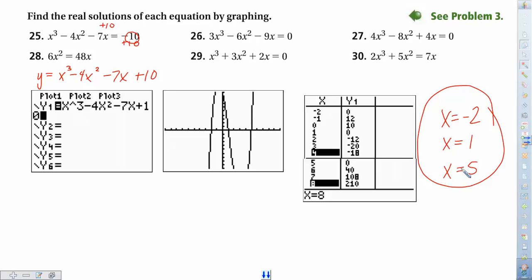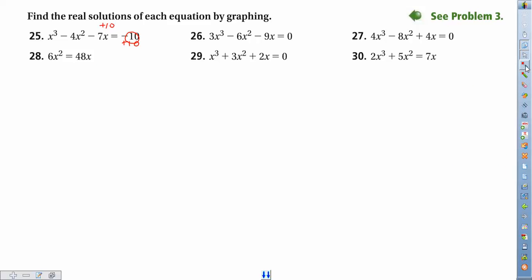You're going to have to do the exact same thing with question number 28, except you're going to do the similar first move that we did here with 25. Notice with 25, we had to set it equal to 0 first by adding the 10. So shouldn't our first move here be subtract 48x from both sides? So then I'd be graphing this into my graphing calculator, 6x squared minus 48x.